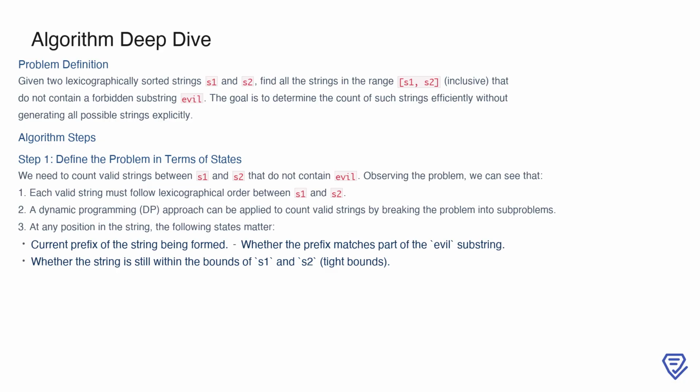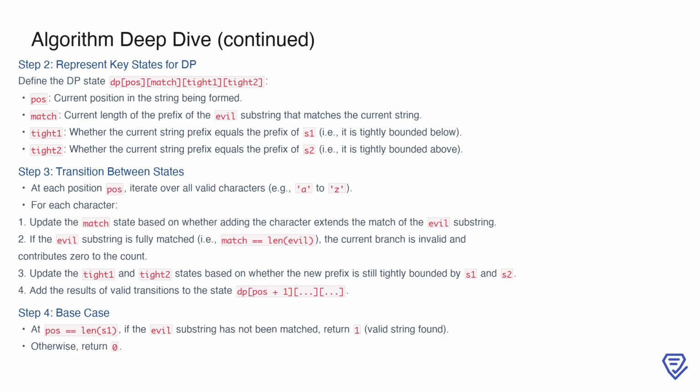Each valid string must lie between S1 and S2 in lexicographical order. At any given position in the string being formed, we must consider three main factors: the prefix of the string we've built so far, whether this prefix matches part of the evil substring, and whether the string remains tightly bounded by S1 and S2. These observations form the foundation of the algorithm. To represent this problem with dynamic programming, we define the state DP[POS][match][tight1][tight2].